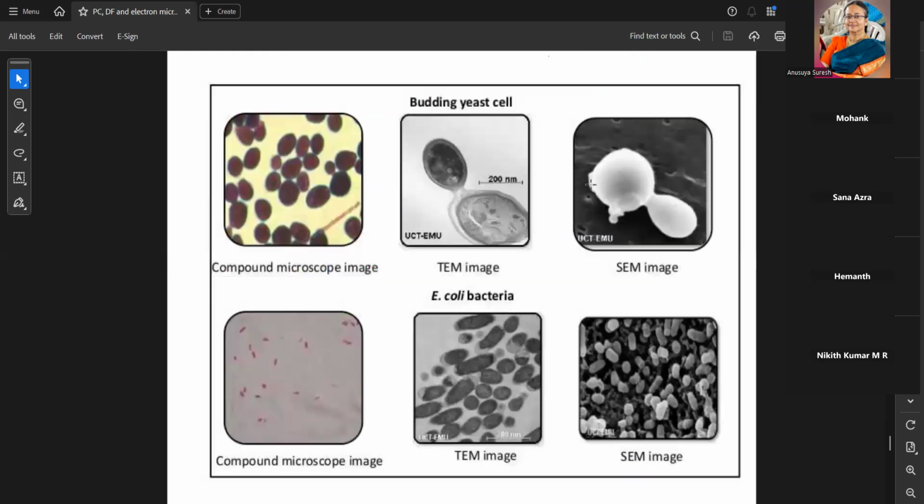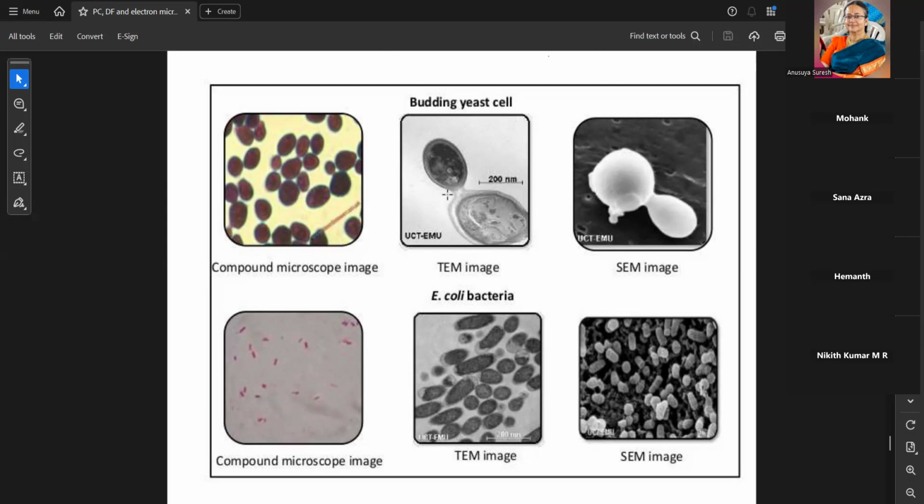So now I've just got some images here of how it appears. If you look at this on your left side, in the middle and on the right side. This left image is what you will see if you are using just a normal light microscope. You will see the cells like this. When you look at those same cells under TEM, you will see them like this. So this is an example of a budding yeast cell. When yeast cells are undergoing the budding process, what is happening there? That is what we are able to see here. So in the TEM image, you will see like this. In the SEM image, it will appear like this.